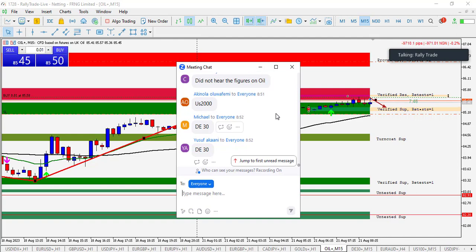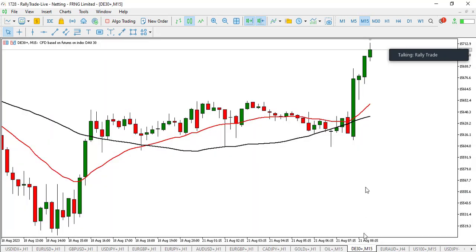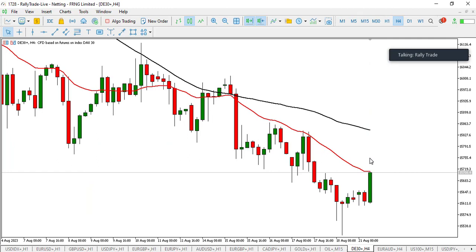Now, please, on oil, I did an instant buy, right? I did an instant buy on oil, so that's what we did on oil. Now, let's look at D30 based on popular demand, D30. So on D30 on the H4 time frame, we just have barely 8 minutes left.